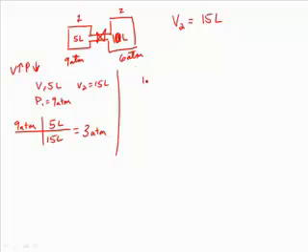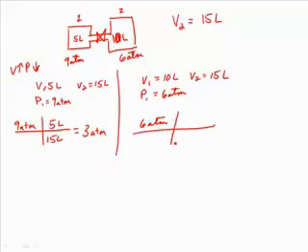And then let's look at the same thing over here. This one, my V1 is 10 liters. My V2 is 15. My P1 is 6. And so here I have 6 atmospheres. Again, volume increases, pressure decreases. So I have 10 over 15 liters, and that gives me a new pressure of 4 atmospheres.